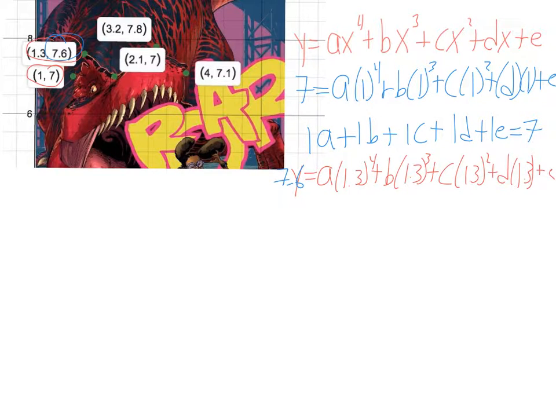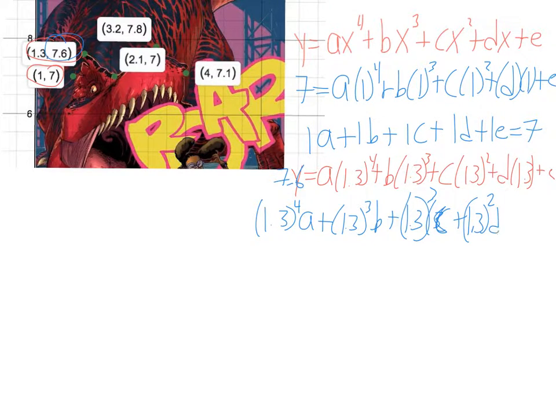So in standard form, and I'm not going to do the math out for this, we'll see that in the next screen. This would look like 1.3 to the 4th a plus 1.3 to the 3rd b plus 1.3 squared c plus 1.3 d. I went too many powers, so the c should have the square, the d should be to the 1st, and then plus 1e at the end. And this should equal 7.6.